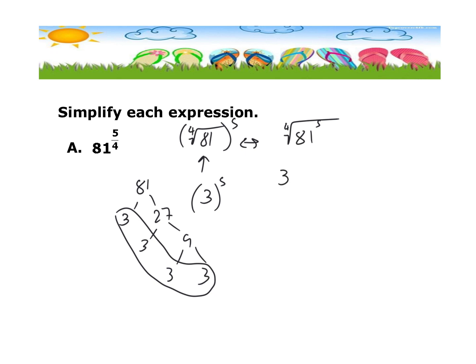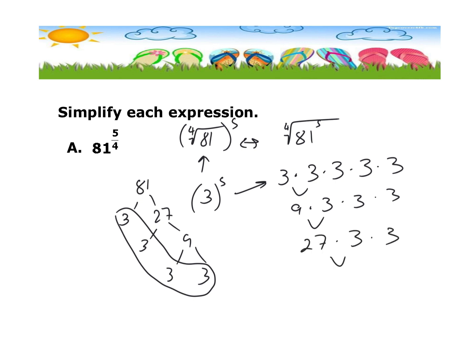So I can do 3 times 3 times 3 times 3 times 3. This is 9. I'm just going to rewrite the numbers. This is 27. This is 81. And then 81 times 3 is 243. There's multiple ways of getting to that answer. In this case, I just chose to multiply one 3 at a time.